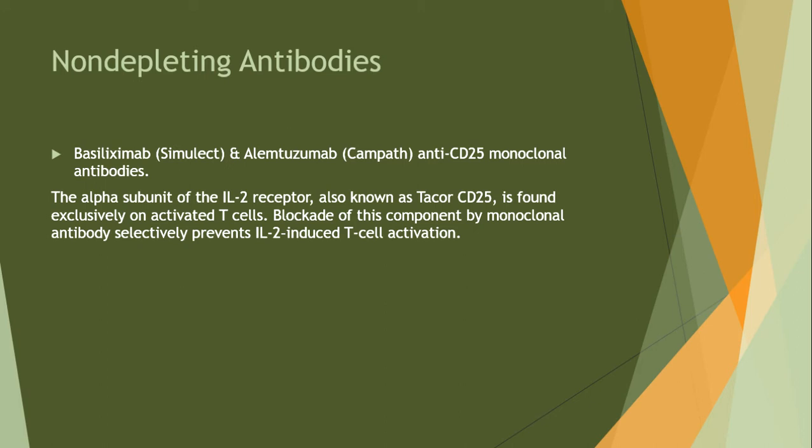Non-depleting antibodies: Basiliximab, Simulect, and alemtuzumab, Campath, anti-CD25 monoclonal antibodies. The alpha subunit of the interleukin-2 receptor, also known as Tac or CD25, is found exclusively on activated T cells. Blockade of this component by monoclonal antibodies selectively prevents T cell activation.